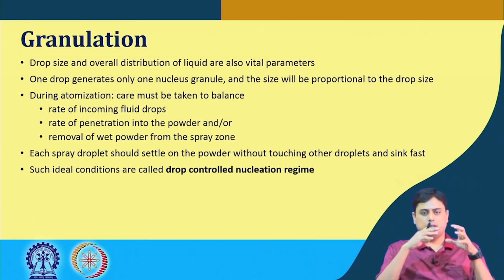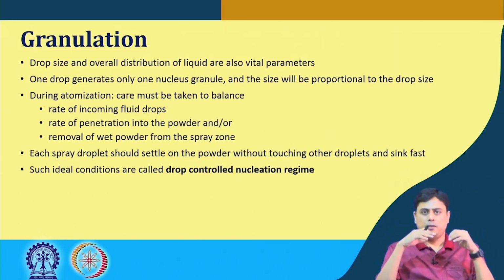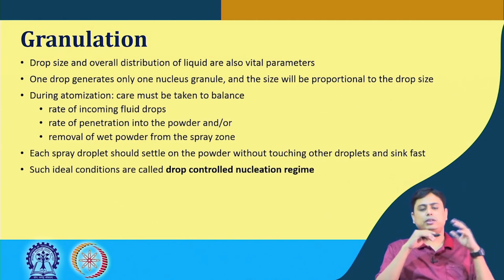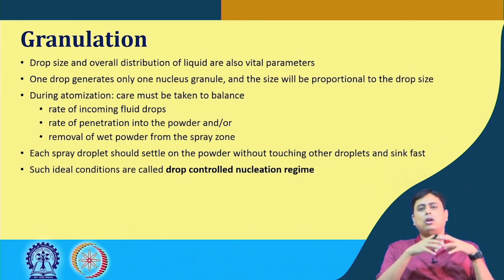So, during atomization, which means when we flow this binder, the solvent including binders, we spray over the bed of particles with very fine droplets, we must take a balance between the rate of this incoming fluid drops and the rate at which it is penetrating the powder, its ability to penetrate the powder, and the removal of wetted section from the spray zone or near the spray zone.